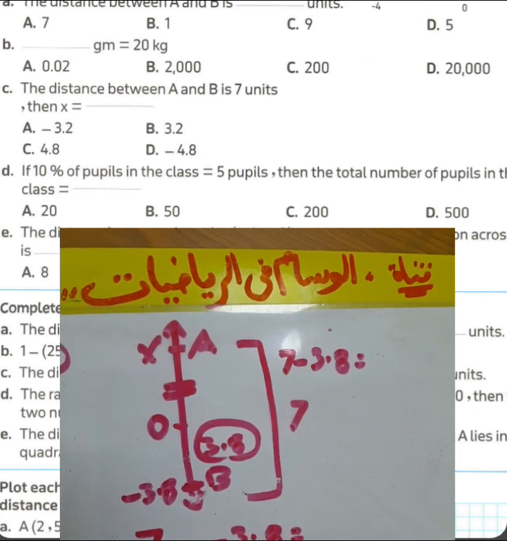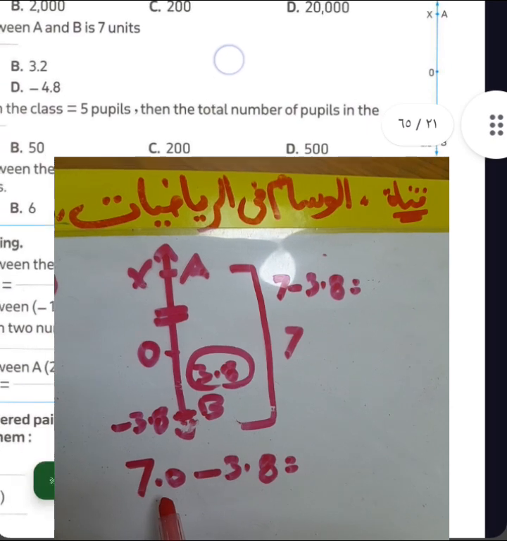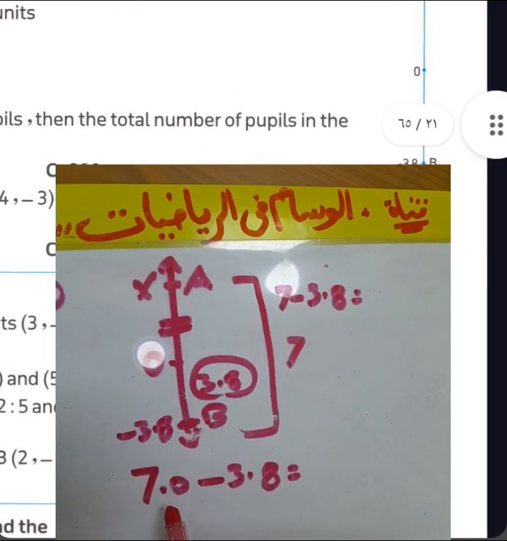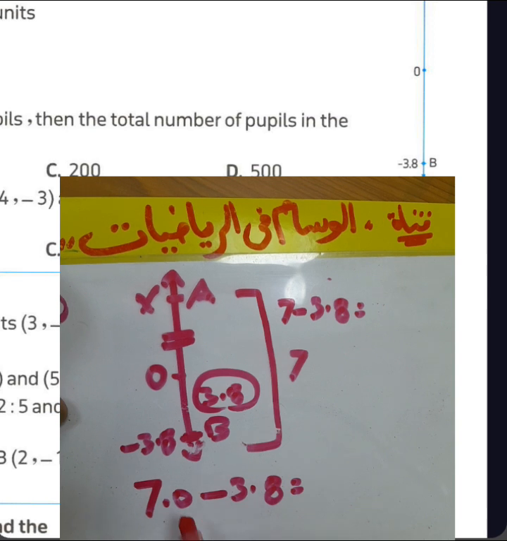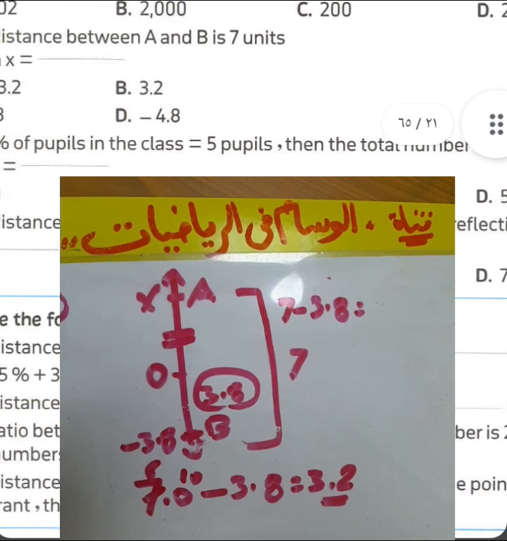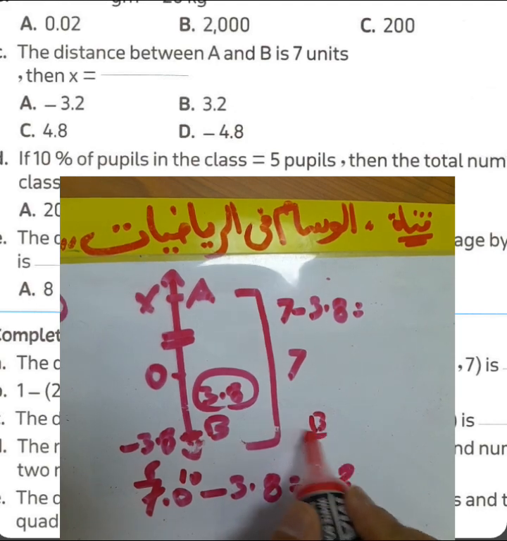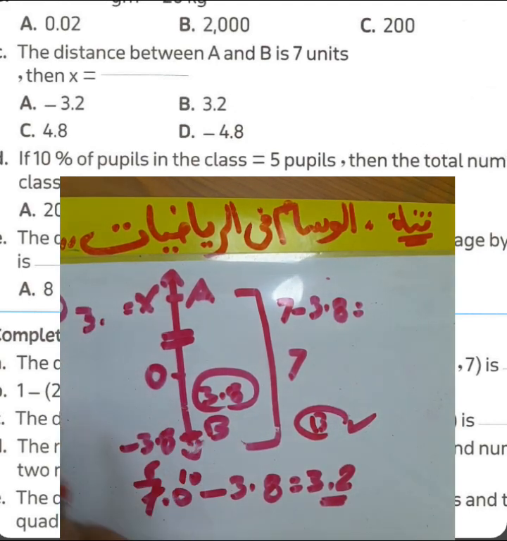7 subtract 3.8, we must put 0 here. Okay, put 0 and find the difference between the two numbers. 0 minus 8, we can't do it, so we borrow 1. 10 minus 8 equals 2, and 6 minus 3 equals 3. Then x here will be 3.2. It's the distance between 0 and x. Then the result here will be letter B. Choose letter B. The value of x equals 3.2.